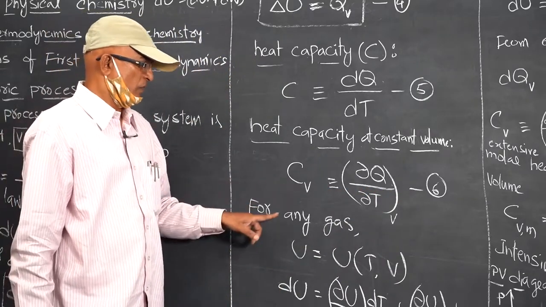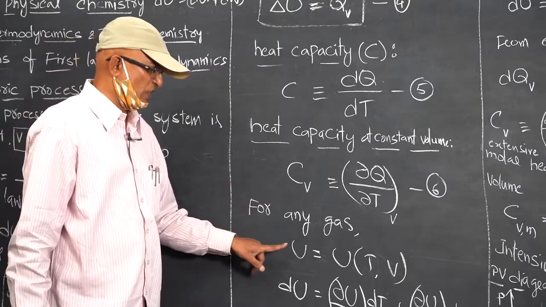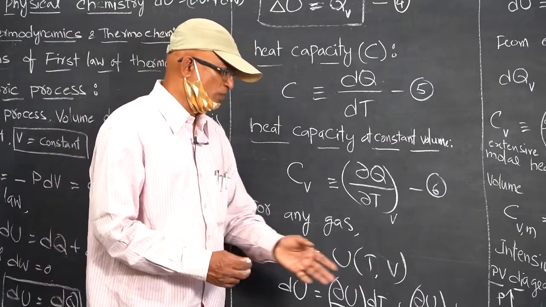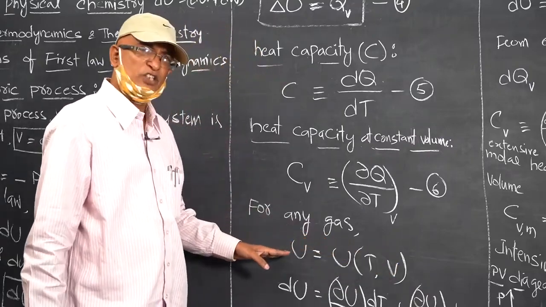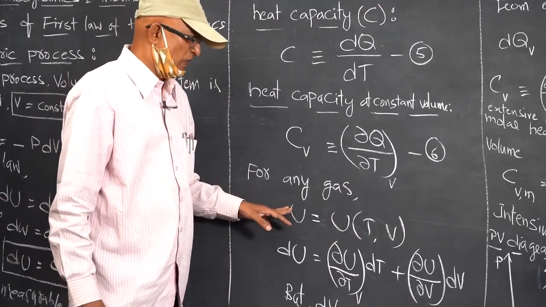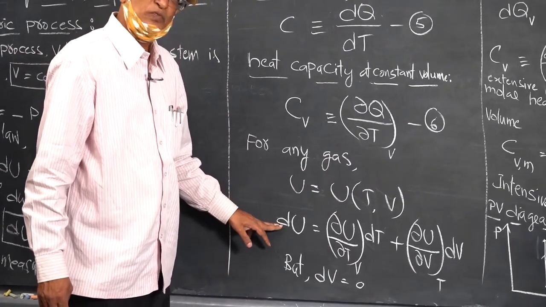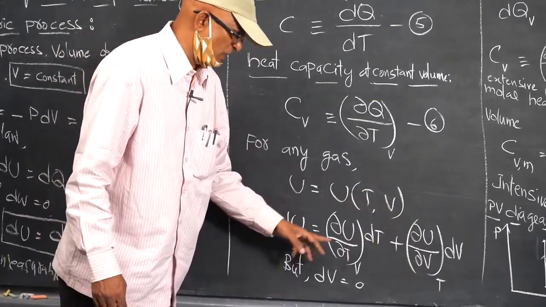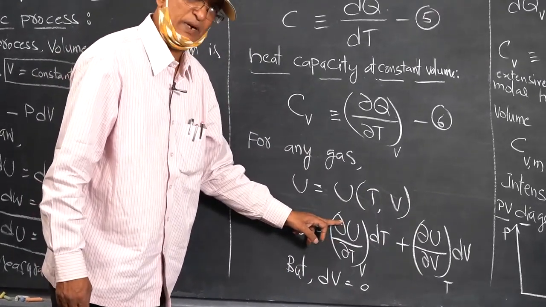Now, for any gas, internal energy depends on both temperature and volume. This means if a volume change is there, the internal energy may change, and if a temperature change is there, the internal energy may change. Therefore, the change in internal energy of the gas, dU, can be due to temperature change and due to volume change.